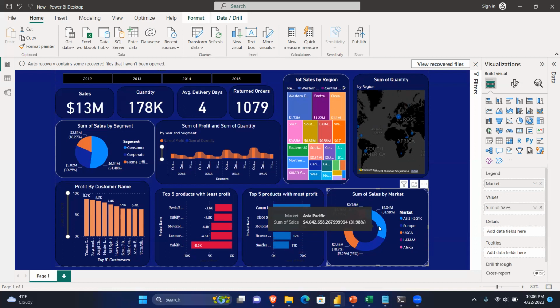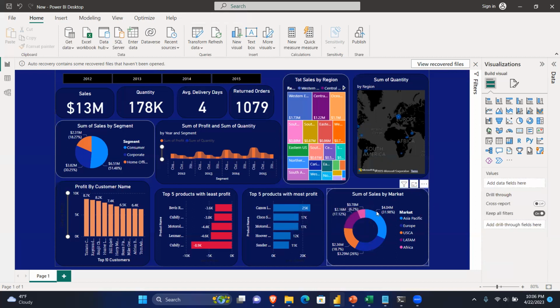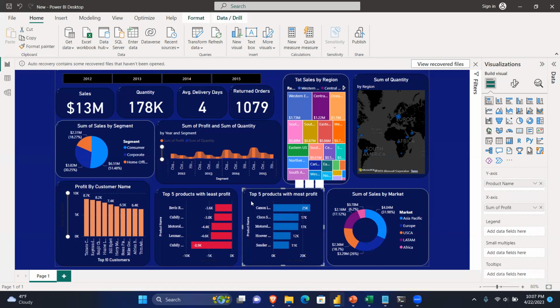So Asia Pacific contributes to around 32% of the total market share and has sales of around $400,000. So this was the donut chart which showed us the sum of sales by specific market. So next we have an interesting thing right here. We have two bar graphs here. The first bar graph shows the top 5 products with the most profit.